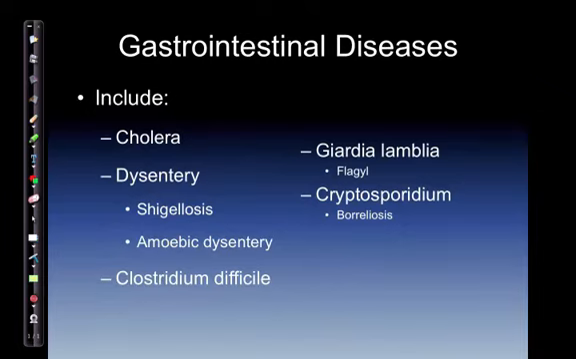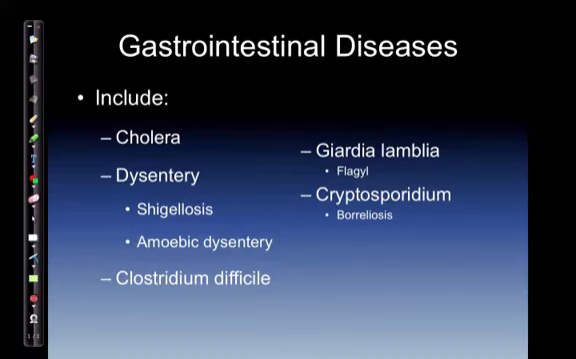Symptom complexes associated with gastrointestinal infection are also called gastroenteritis, and they include things like cholera, an infection caused by the bacterium Vibrio cholerae. Dysentery, which is blood in the diarrhea. Shigella, an infection with Shigella. Amoebic dysentery, whose most common etiology is a protozoa in your intestine.